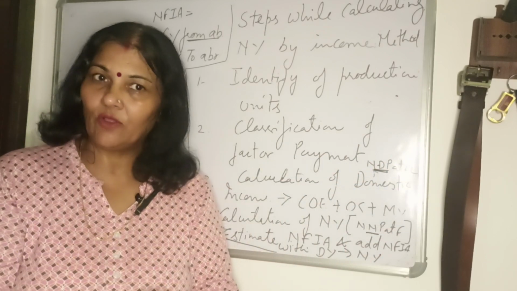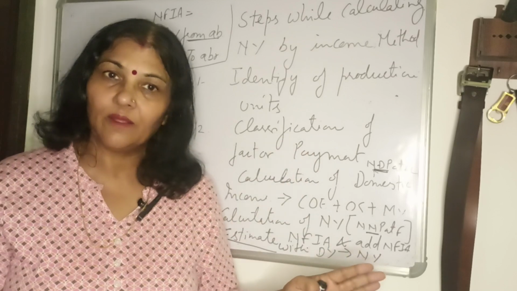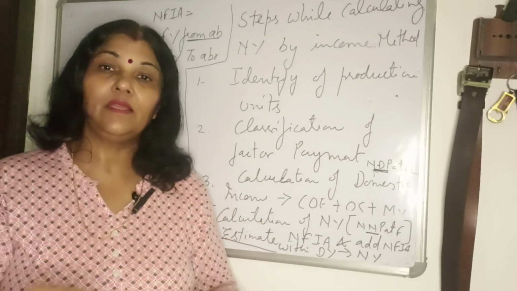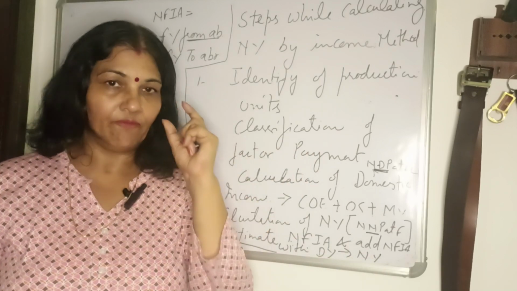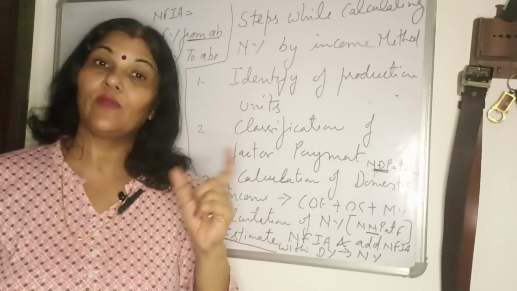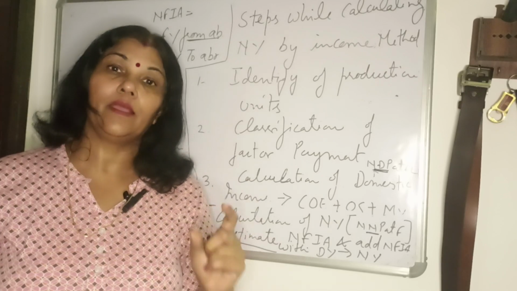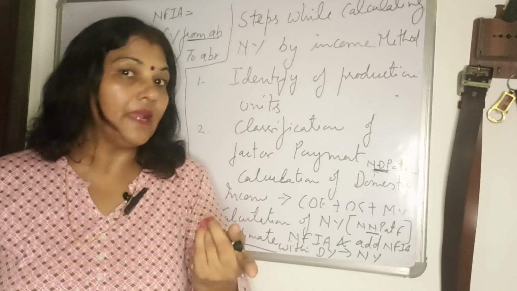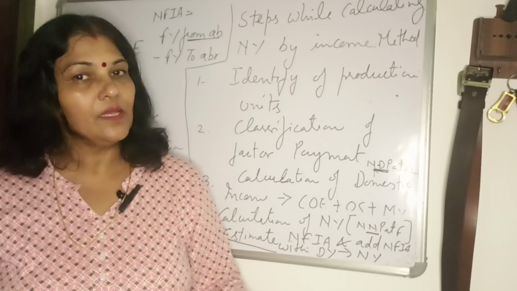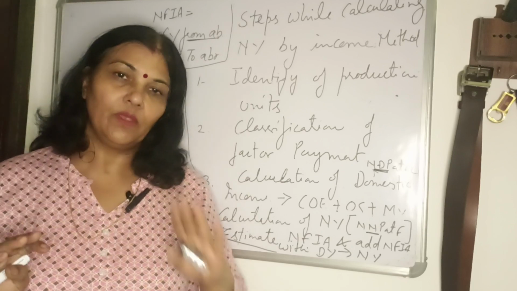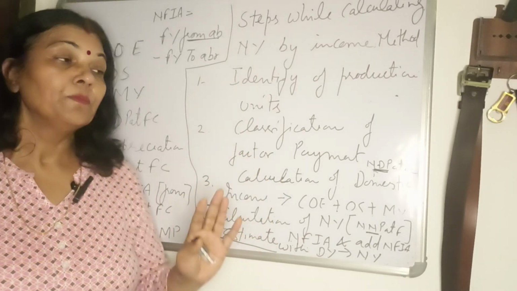After adding all three components, we are getting domestic income. After estimating NFIA, factor income from abroad minus factor income to abroad, then we have to add NFIA with domestic income at factor cost to convert the same into national income. It is very simple, right?